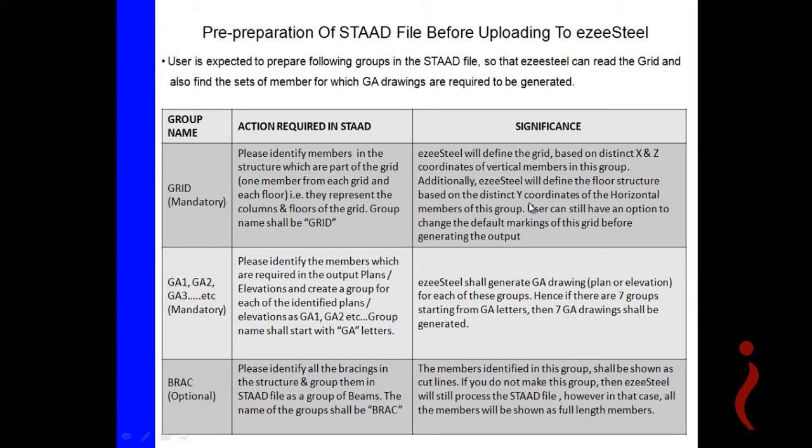After the grid group, the user can create more groups which shall define the plans and elevations for which the GA drawings need to be generated. Suppose we need to create 3 plan views, 2 front elevations and 2 side elevations, then you can create 7 groups in the STAAD file by selecting the respective members from the model. The name of each of these groups shall start with the letters GA. When these groups are made, EzeeSteel shall generate GA drawings, the plans or the elevations, for each of these groups. Hence, if there are 7 groups starting with GA, then 7 GA drawings shall be generated.